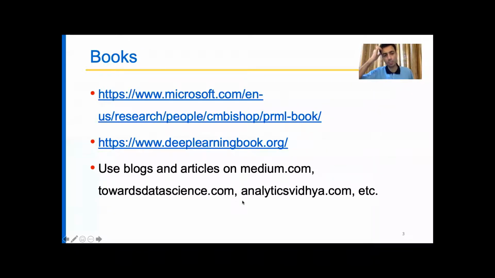Now, the books I have already mentioned. Christopher Bishop is available online. The Deep Learning book is available online. And a very good source for learning machine learning is the blogs and articles available online. If you have a concept, you put it on Google, and it will give you so many good blogs and articles. I will be sharing some of those blogs and articles in the resources, but you also feel free to find some. If you find something very good, you can post it on the forums in the MOOCit platform so that others can also benefit from it. That will enhance learning.